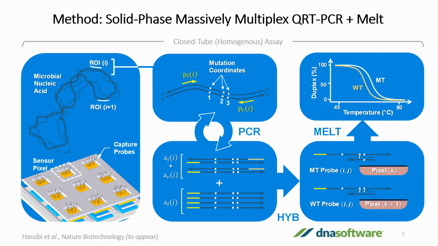We not only do the capturing, but we can also do the solid phase melt. That means that when the targets are hybridized, we can increase the temperature and see at what temperature they detach. By doing this, we can better differentiate between sequences and do single nucleotide polymorphism detection and other things. The whole system is closed tube. There's one reaction chamber. There's no washing.